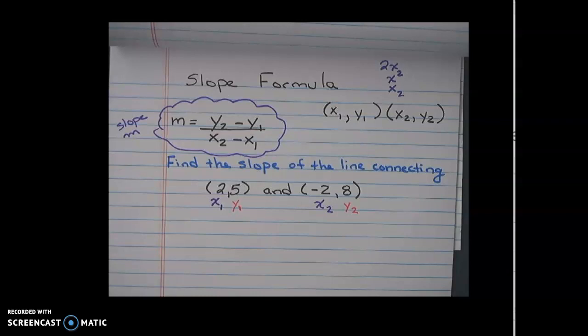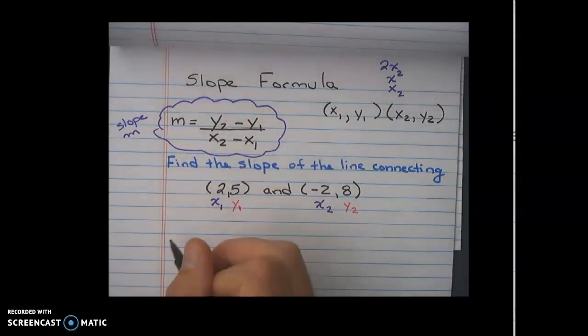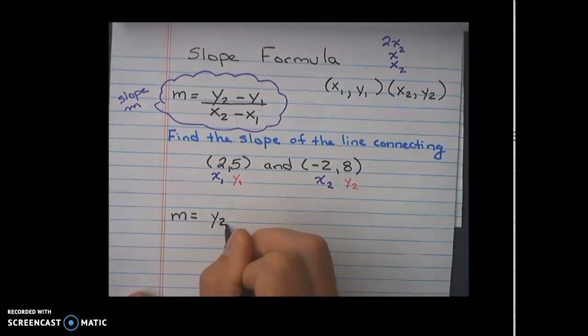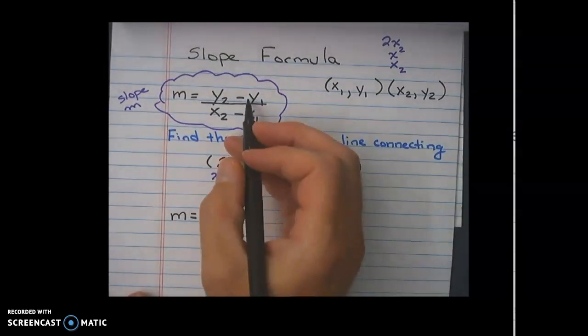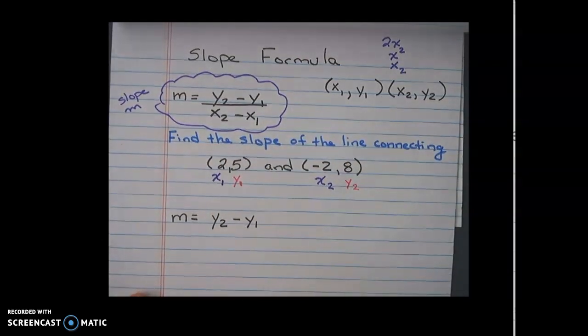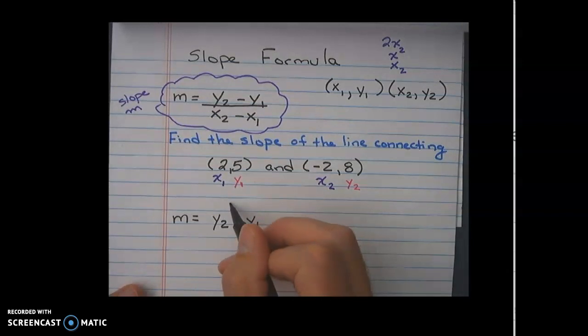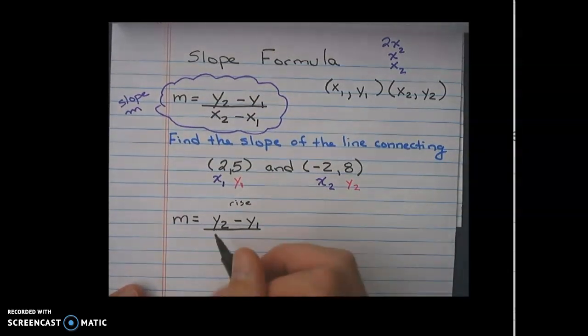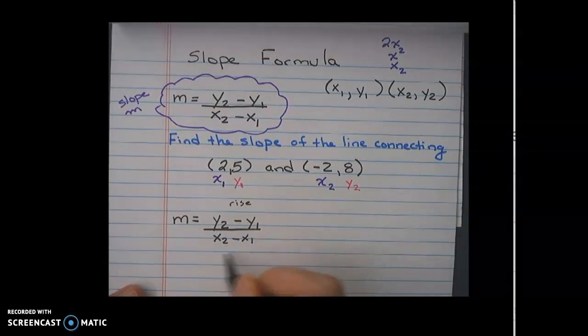When you see this slope formula, it says the slope is equal to the second y value, that's y with a little sub 2, minus the first y value. That's how we're going to determine the rise. This is the rise. Over, because slope is written as a fraction, the second x value minus the first x value. Because these are the x values, that's how much it goes over, or what we call the run.